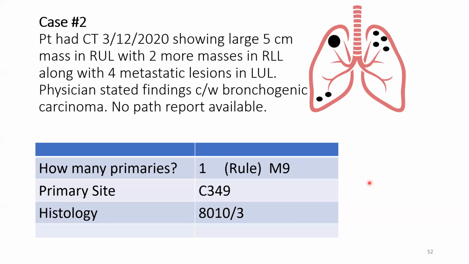Bronchogenic is not a histology. We know that is a location. And then since we don't have path, we know by our order of where we can take our histology from, we can take it from the CAT scan. And so all we know is carcinoma. And so that would be an NOS code, the 8010/3.